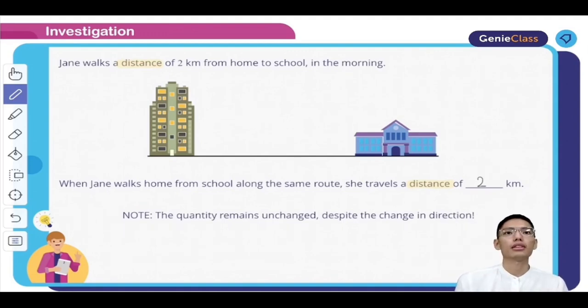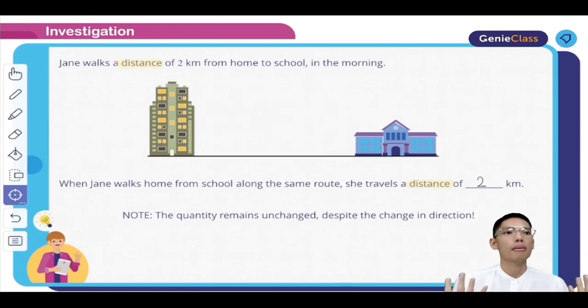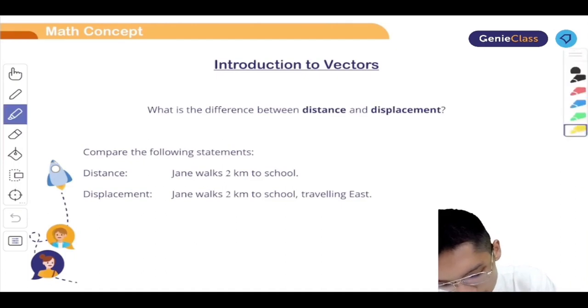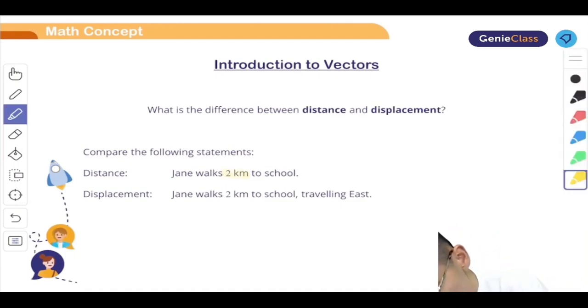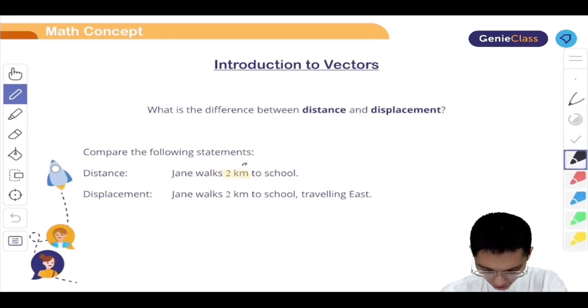Okay, so what does it mean? You realize we take note the quantity remains unchanged despite the change in direction. One is going from left to right, one is going from right to left. So what is the difference between distance and displacement? If I take note of just distance, walking 2 km to school, just 2 km, take note of the words over here, I'm just talking about the magnitude. So that's the notion over here. I'm just talking about the magnitude.